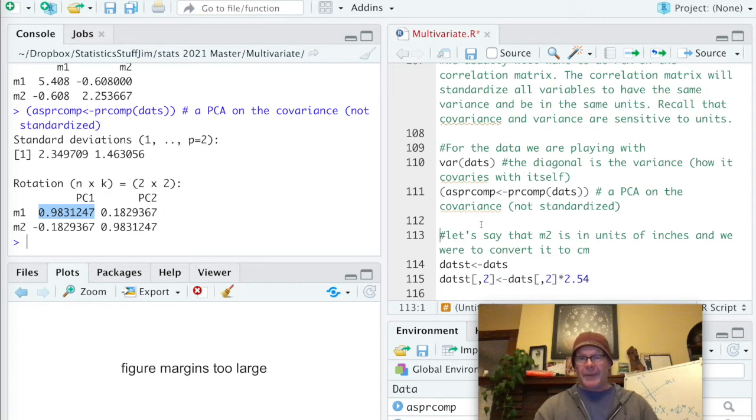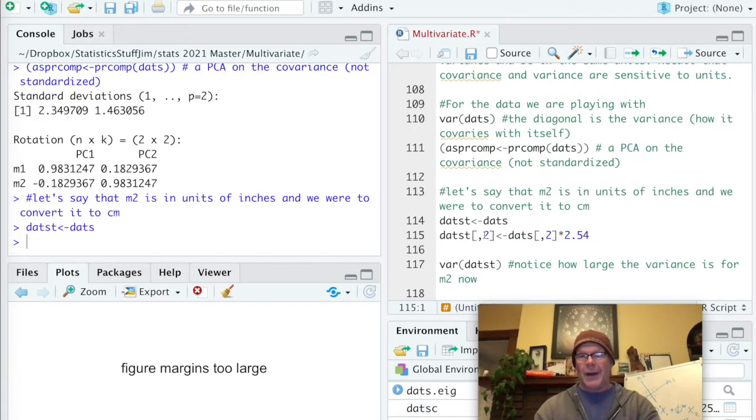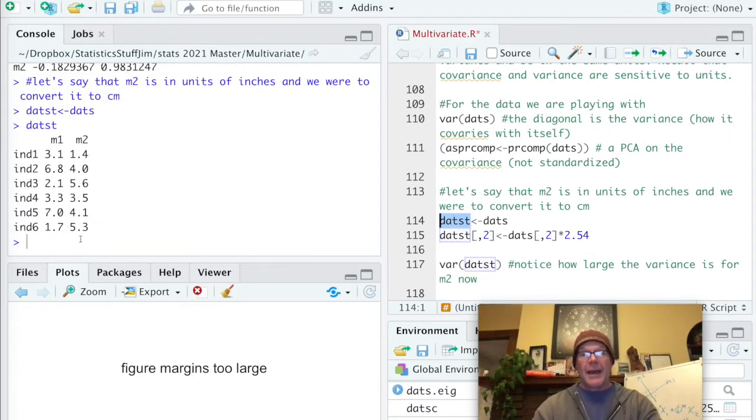So let's say hypothetically that M2 was in the units of inches, and we decided we wanted to convert it to centimeters because we realized that people would probably laugh at us in the scientific community if we were doing things measured in inches. So I'm going to go ahead and transform that data. I'm going to create a new object where I take that second column, right? Here's our second column, and let's pretend that's in inches. I want to turn that now into centimeters, so I just do the conversion of multiplying it by 2.54.